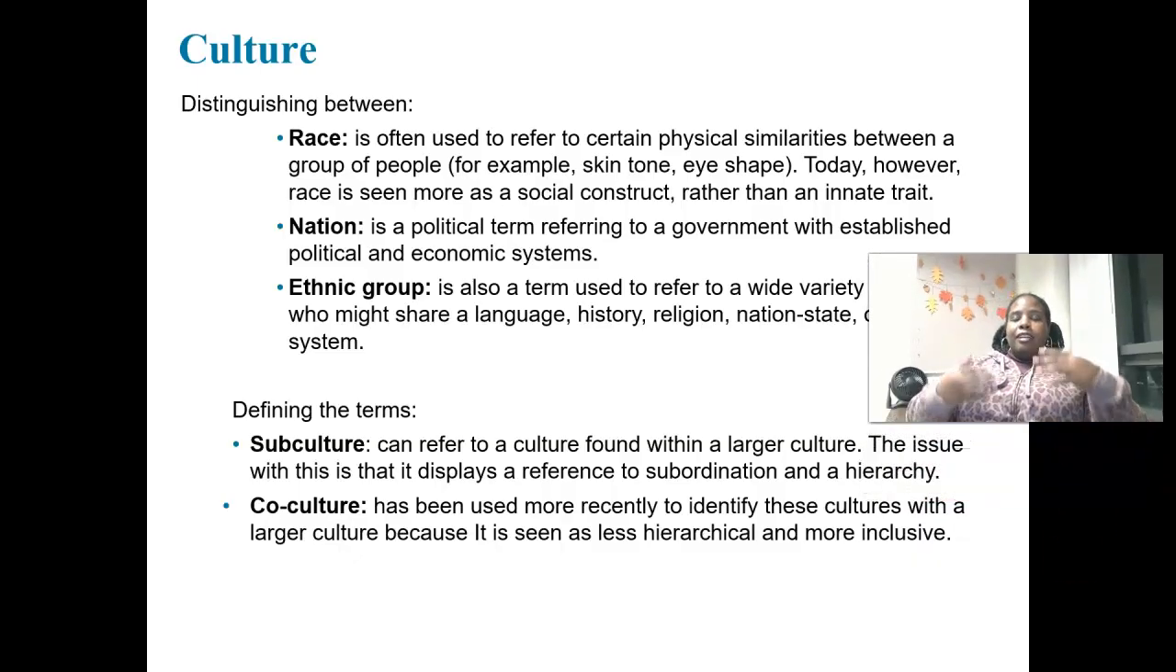And then we have other aspects of culture, like subculture and co-culture. So a subculture can be a culture found within a larger culture. But now we like to use the term co-culture because, back in the day when I was in college, we used to say, hey, we have American culture, then we have subcultures, right? So additional cultures that are within American society. But the word co-culture implies that, hey, it's not like sub or less than, but it's co, like we coexist within America. So it's more inclusive and less hierarchical.